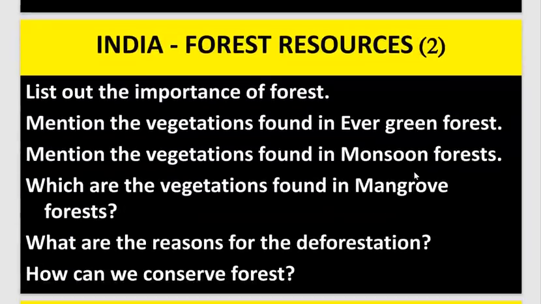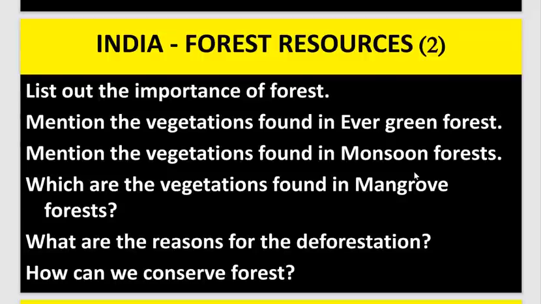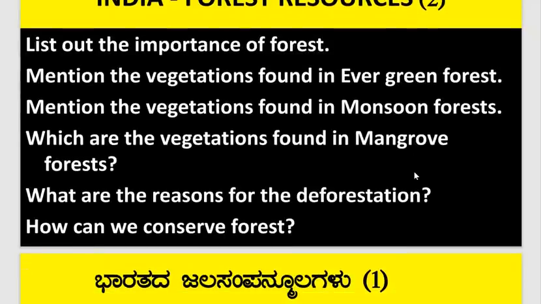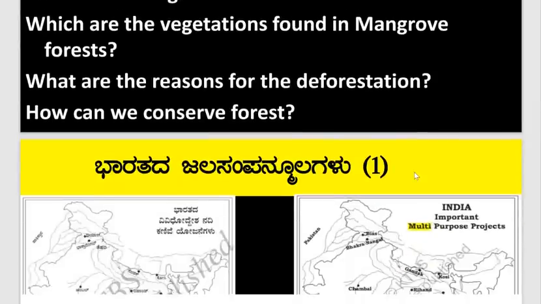Next, list out the importance of forest. Mention the vegetations found in evergreen forest. Mention the vegetations found in monsoon forest. Which are the vegetations found in mangrove forest? What are the reasons for the deforestation? How can we conserve forest?